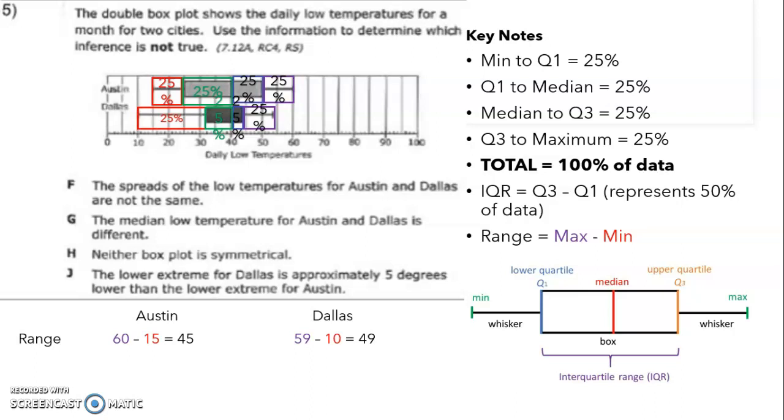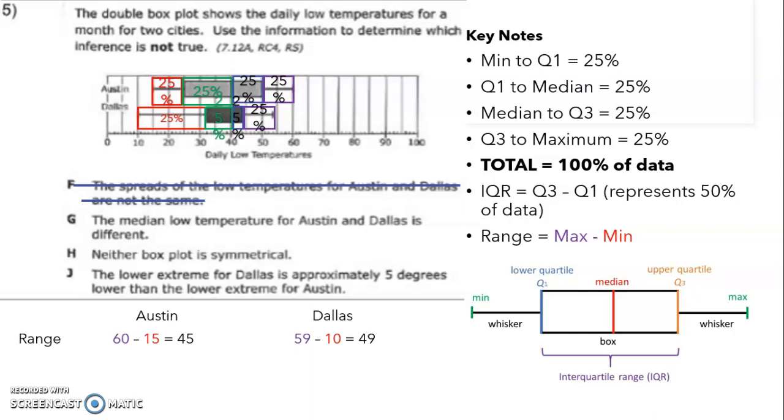It says the median low temperatures for Austin and Dallas are different. So we have to find our middle value. It's between our quartile 1 and our quartile 3, so between the green and blue boxes. Notice that they line up perfectly. It says they are different. This is false. They're not different. They're the same. So that might be my answer.